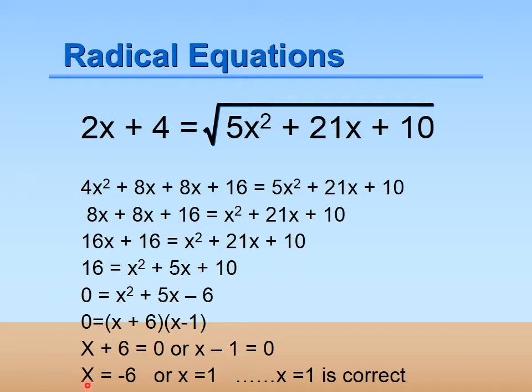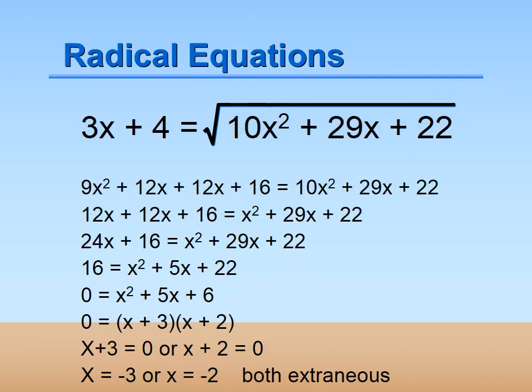However, we need to check our solution. It just so happens that this radical is already solved for, so all I need to do is make sure that the left-hand side never becomes negative. If x is equal to negative 6, well, 2 times negative 6 is negative 12, and then negative 12 plus 4 is negative 8, which means that I have a radical equal to a negative number. That can't be it. So x equals negative 6 cannot be a solution. It means that the only solution is x equals 1, because then it's equal to a positive number. So x equals 1 is actually the only correct solution.